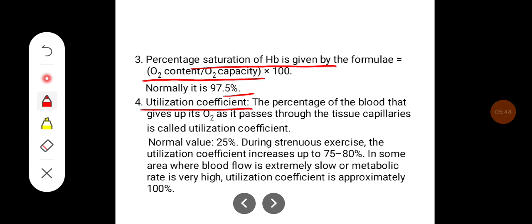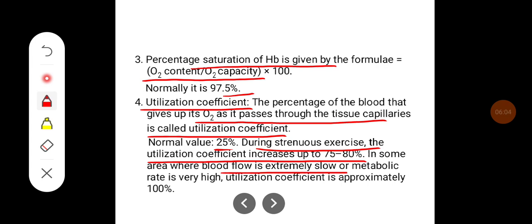Utilization coefficient is the percentage of blood that gives up its oxygen as it passes through the tissue capillaries. Normally it is 25%. During strenuous exercise, the utilization coefficient increases up to 75 to 80%. In some areas where blood flow is extremely slow or metabolic rate is very high, the utilization coefficient is approximately 100%.